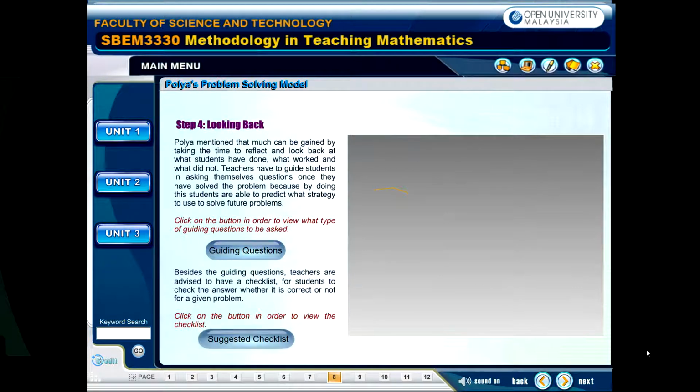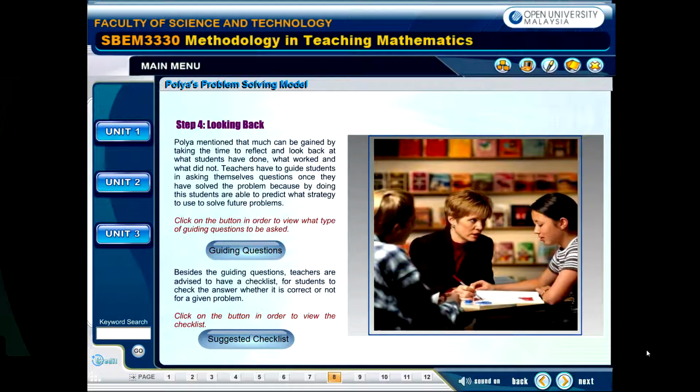Polyus mentioned that much can be gained by taking the time to reflect and look back at what students have done, what worked, and what did not. Teachers have to guide students in asking themselves questions once they have solved the problem, because by doing this, students are able to predict what strategy to use to solve future problems. Click on the button in order to view what type of guiding questions to be asked.